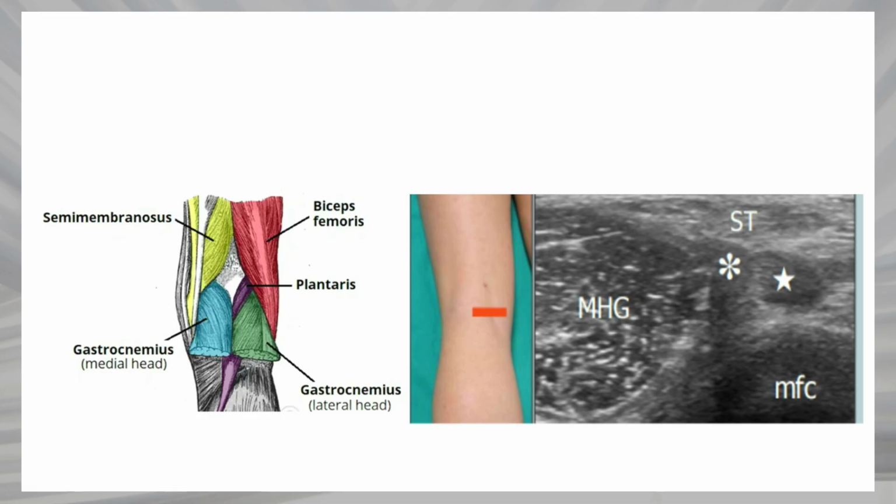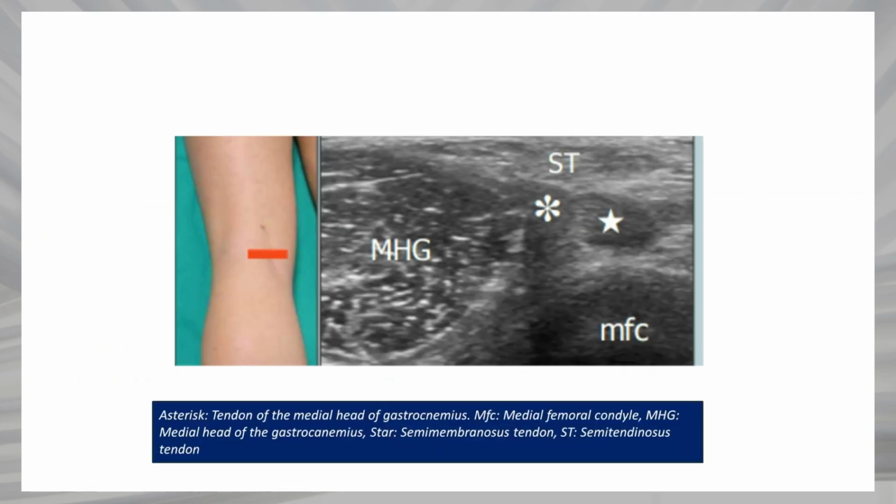Now comes the last part where you are done with the longitudinal scanning of the posterior part, and you're going to move your probe transversely. Once you move your probe transversely, try identifying the medial head of gastrocnemius. Now, medial head of gastrocnemius overlies the popliteal artery. Popliteal artery should be visible underneath it.